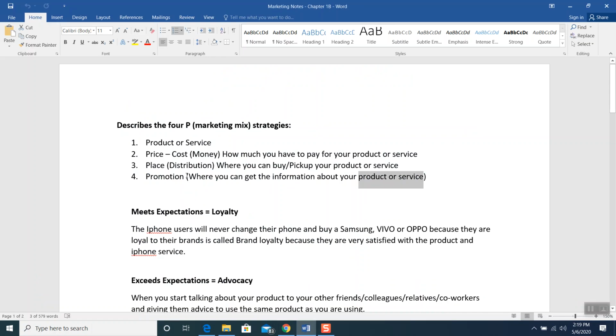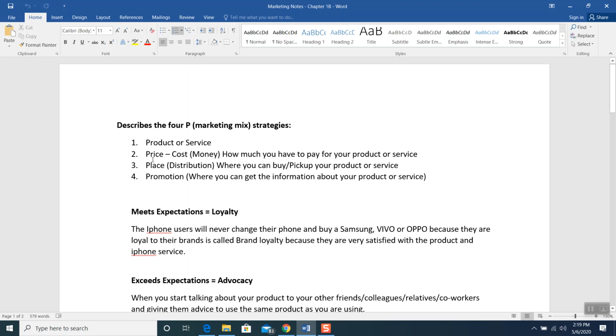So what is product? We already covered it. Let me do it one more time quickly. Product is something which we can touch. It's a tangible item. Product or service. What is service? Which we cannot touch, it is intangible.